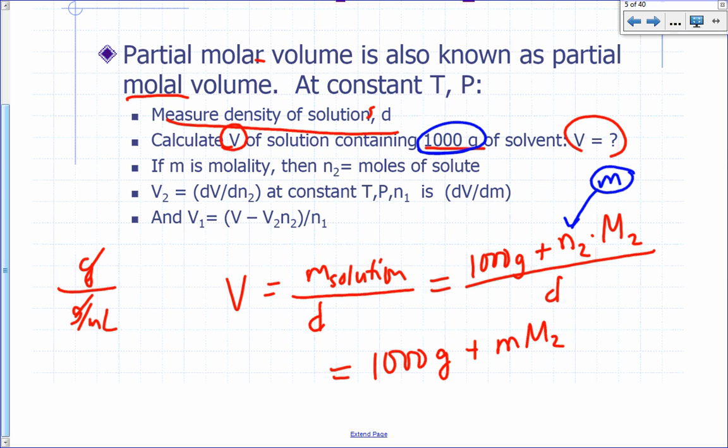So let's just take out the units here. Let's use numerical values divided by the density in grams per mL. So if you have molality times 1 kilogram for unit consistency, that's just the number of moles, so just use the numerical value there. Now, how do you get the partial molar volume of component 2?